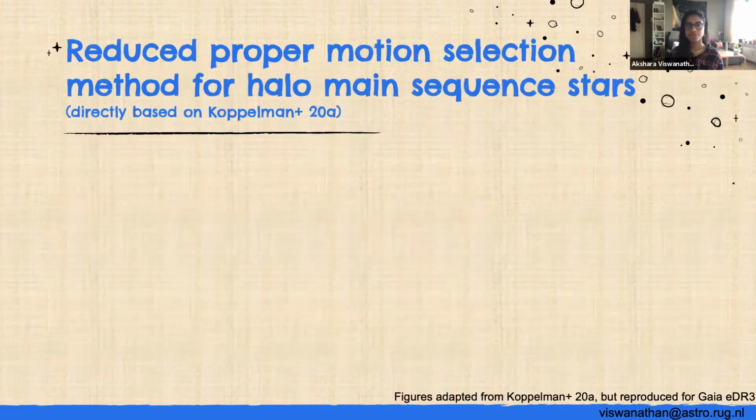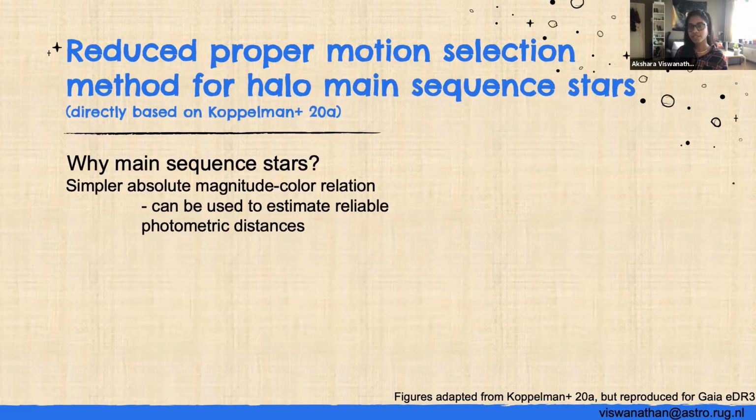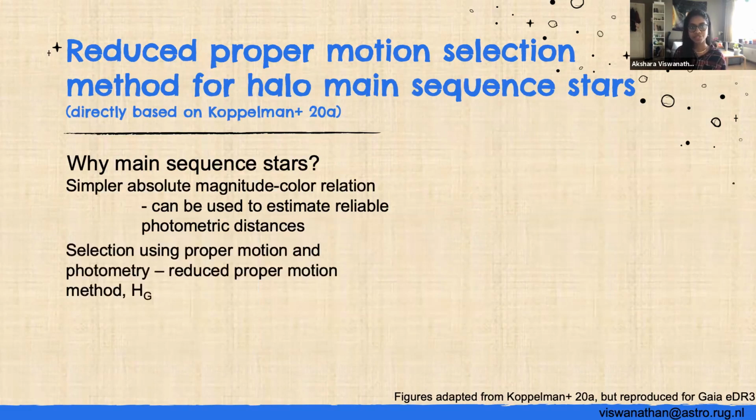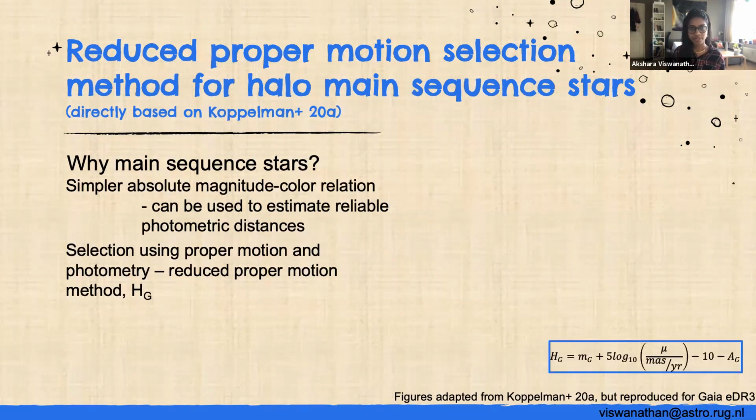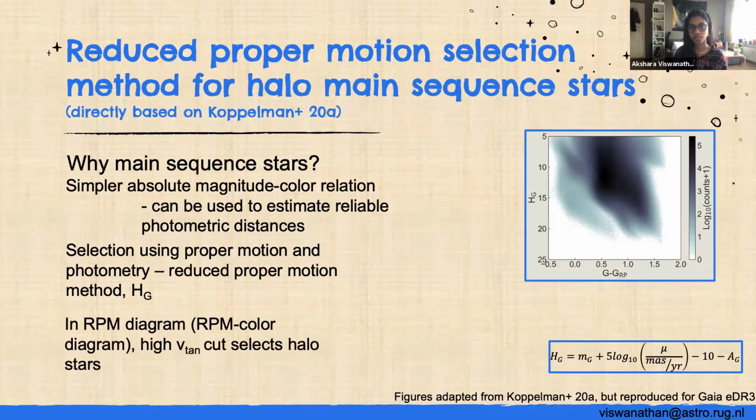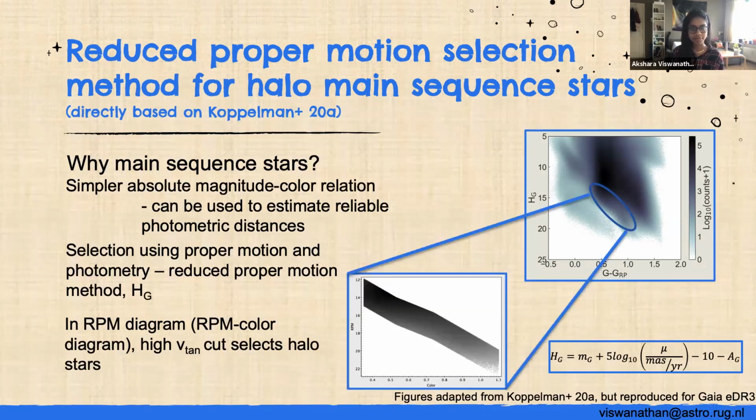Now, in our method, we use the reduced proper motion selection method for selecting the halo main sequence stars. Why main sequence stars? Because they have simpler absolute magnitude color relations. So they can be used to reliably estimate the photometric distances. And we use the reduced proper motion parameter, which relates proper motion in photometry, to select the main sequence halo stars. This is the formula for reduced proper motion, and this is a reduced proper motion diagram, the RPM parameter versus the Gaia color. And here we apply a high tangential velocity cut to select the halo main sequence stars.